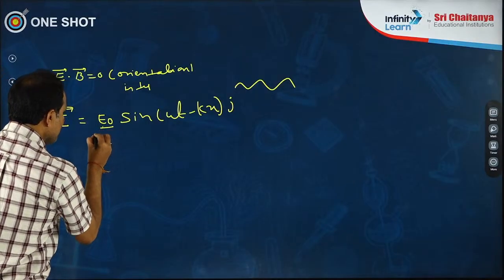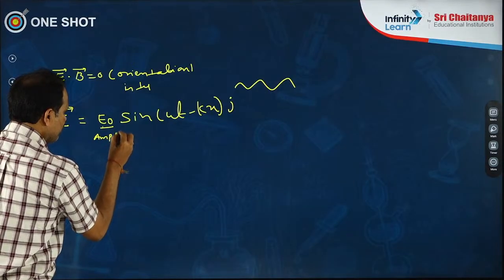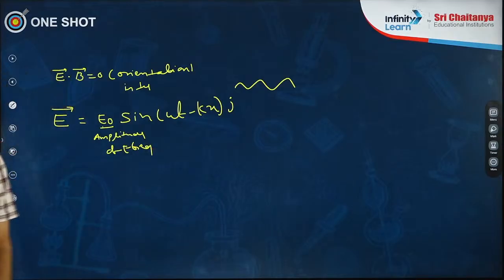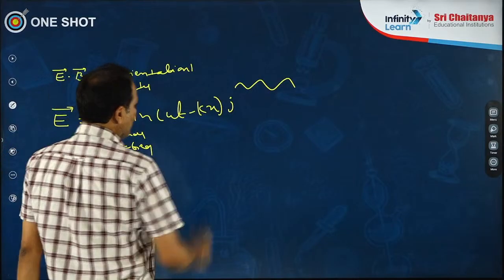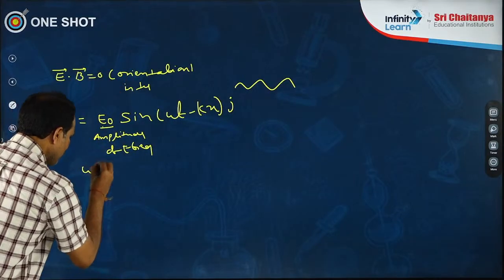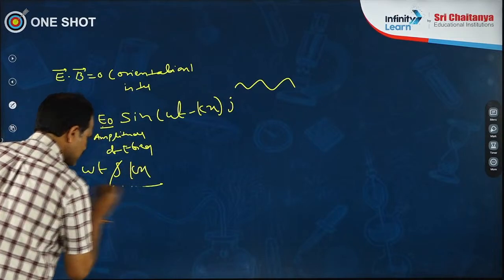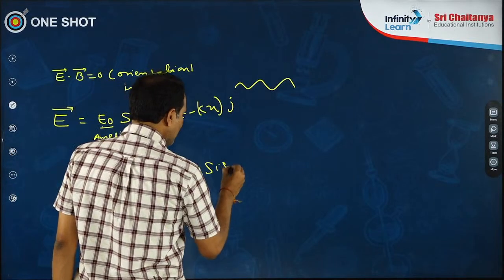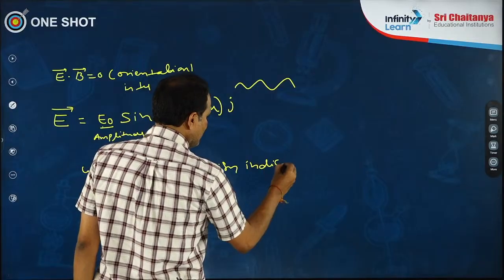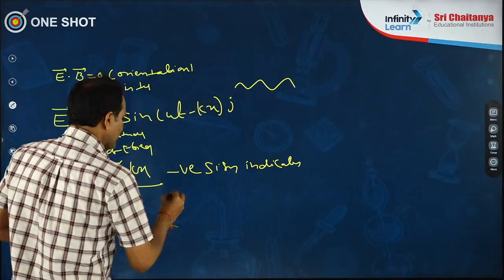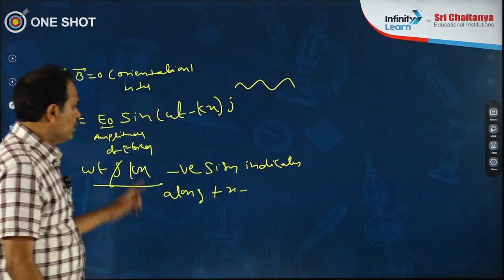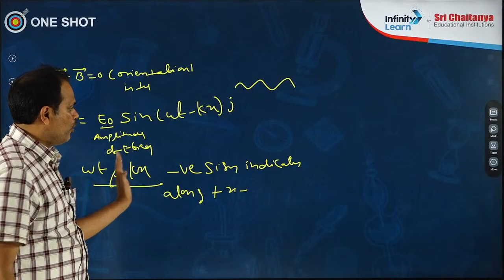E naught is the amplitude of the electric field. Amplitude means the maximum value. Omega is the angular frequency. K is the propagation constant. Between omega t and kx, the negative sign indicates the wave is traveling along the positive x direction. You already know this point from waves.